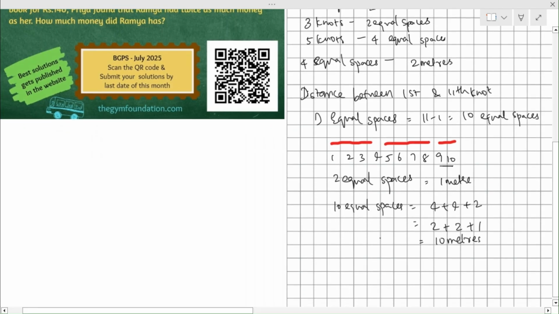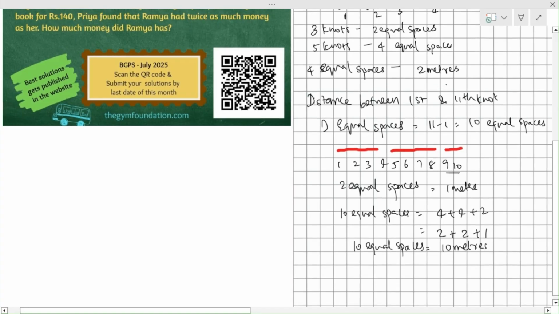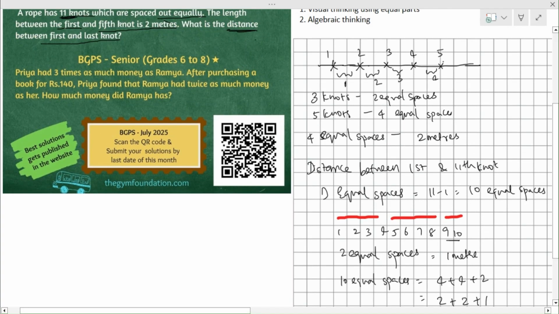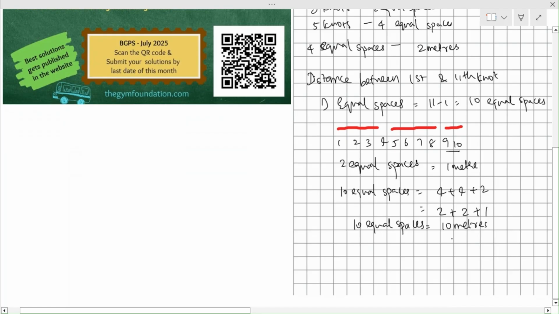So if you apply this kind of visual thinking, you will be able to solve this problem systematically, and you can also verify if this is correct by extending this visual thinking diagram. The first and fifth knot is 2 meters. After four equal spaces, that will be eight equal spaces, which will be on the ninth knot. Then till the 11th knot it will be 10 equal spaces, and that corresponds to 10 meters. So the answer is 10 meters.